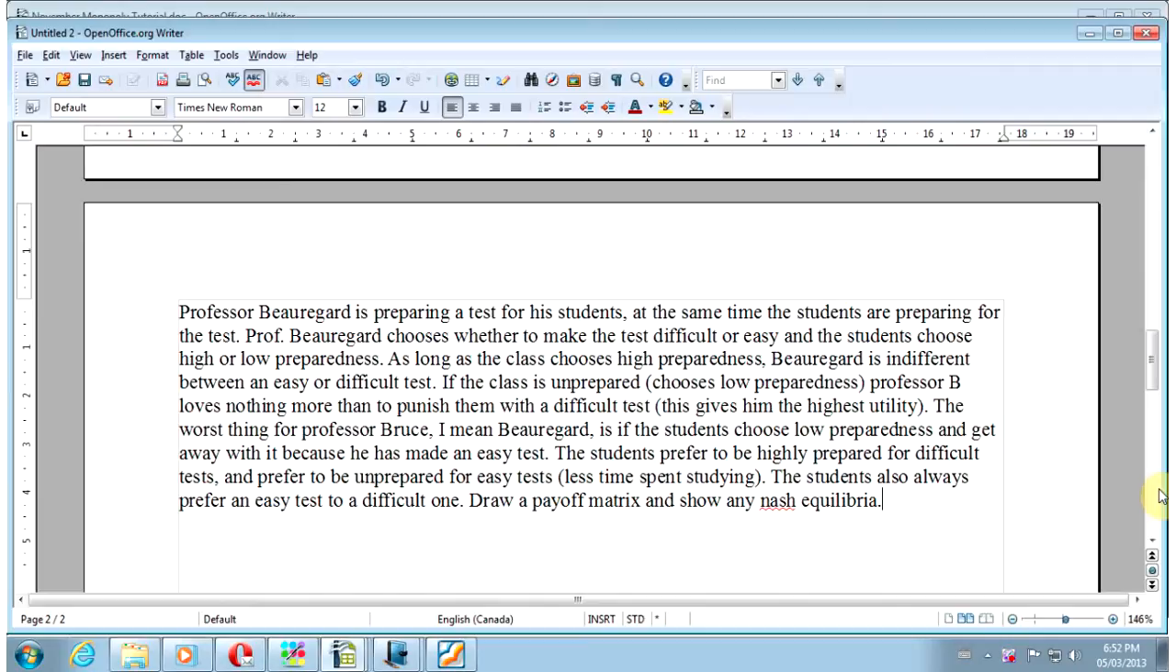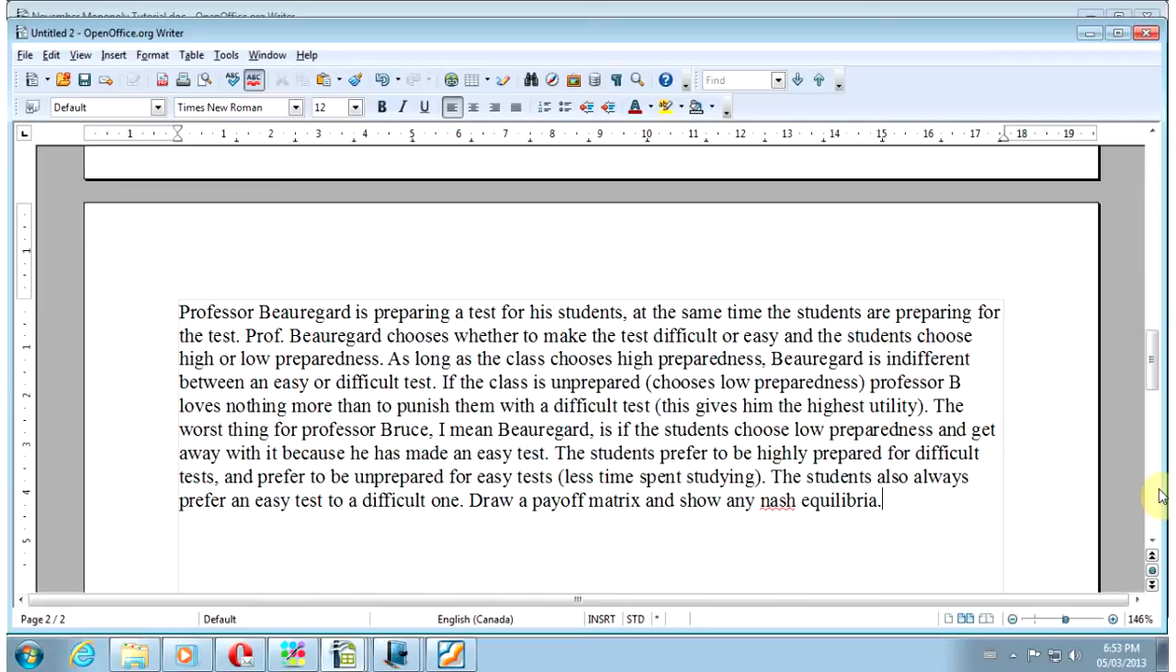Professor Beauregard is preparing a test for his students at the same time the students are preparing for the test, i.e. studying. Professor Beauregard chooses whether to make the test difficult or easy, and the students choose high or low preparedness, so how much they study. As long as the class chooses high preparedness, so they study hard, Beauregard is indifferent between an easy or difficult test. If the class is unprepared, i.e. they choose low preparedness, Professor B loves nothing more than to punish them with a difficult test.